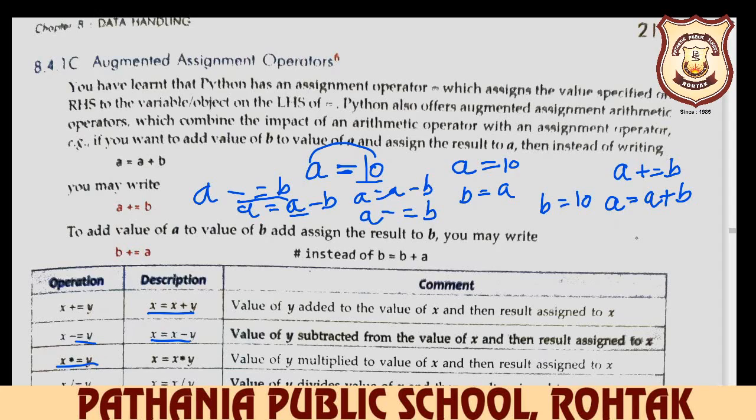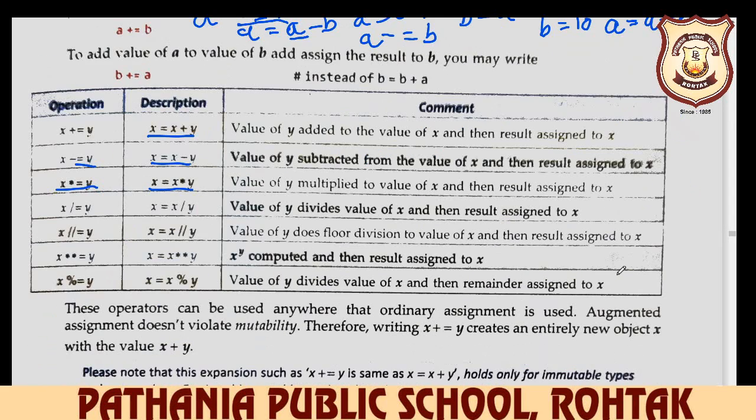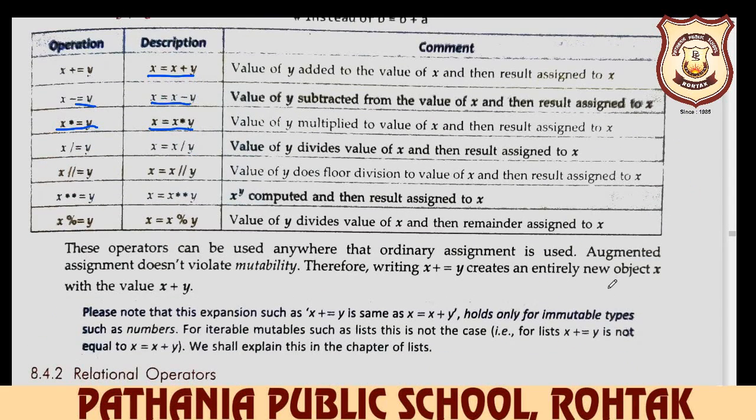x *= y means x = x * y. x /= y means x = x divided by y. And this is your floor division, and in floor division, your answer is only the integer value. Double star means power. So x **= y means x = x to the power y, and x %= y means x mod y.